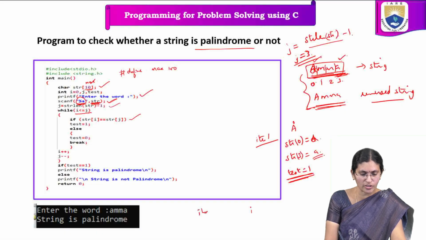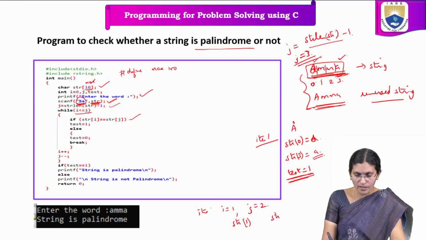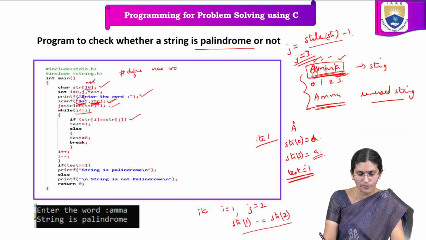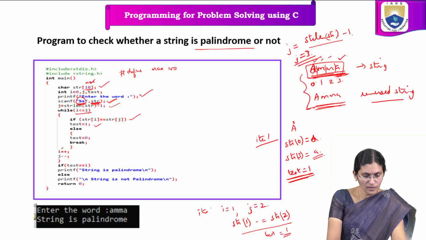In the second iteration, i value is incremented whereas j value is decremented. Now i is equal to 1 and j is equal to 2 here. Now str of 1 and str of 2, these two are compared. So 1 and 2 are compared, and these two are equal. The condition is true here. When these two are equal, test is equal to 1. Therefore, after that again, i value is incremented by 1.